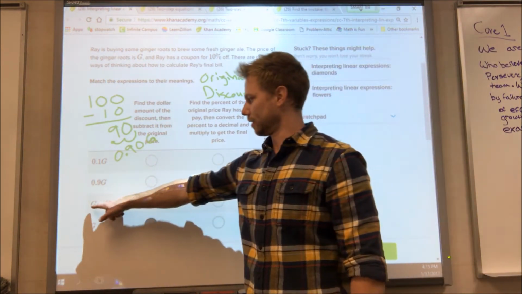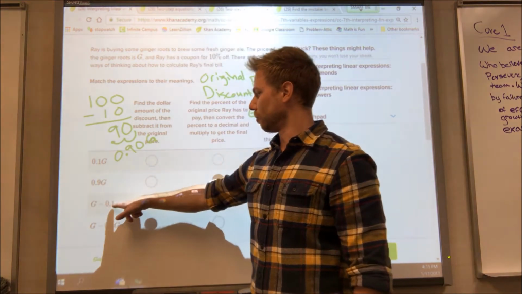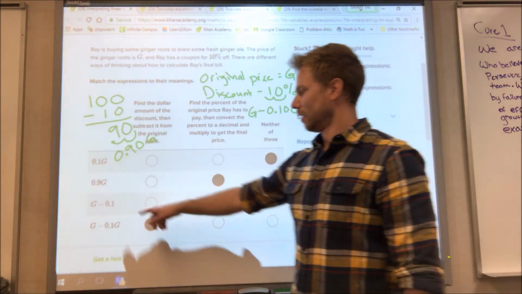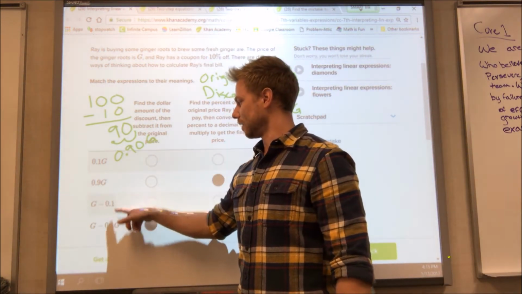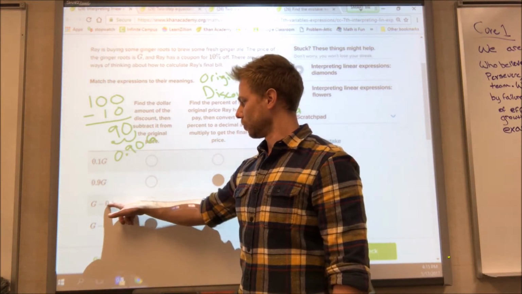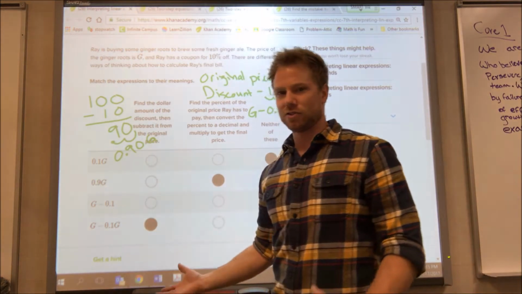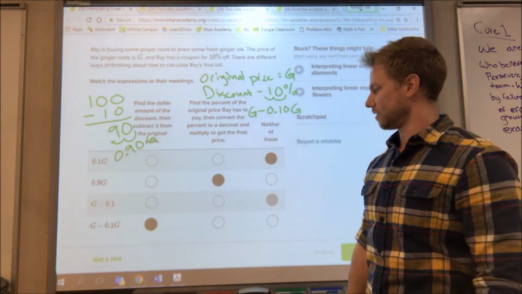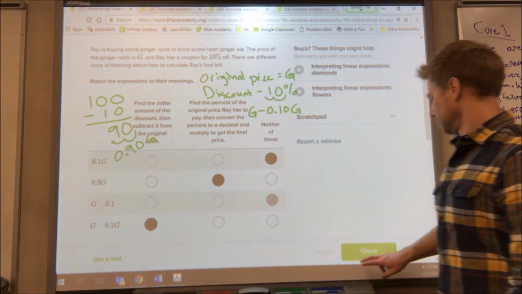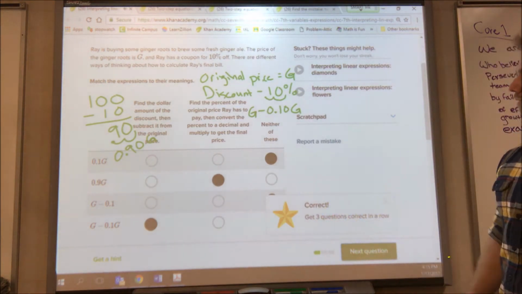Oh, actually we're looking at this one right here. G minus 0.1 is nothing. Because in order for this to mean anything, I have to have a G with the 0.1, like this one down here. But since it's just the decimal 0.1, that doesn't do anything. So that's it for that one.